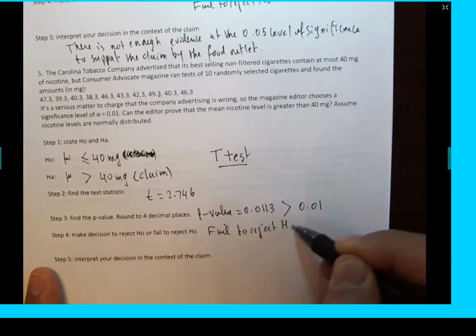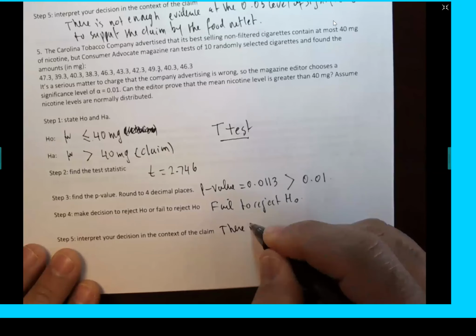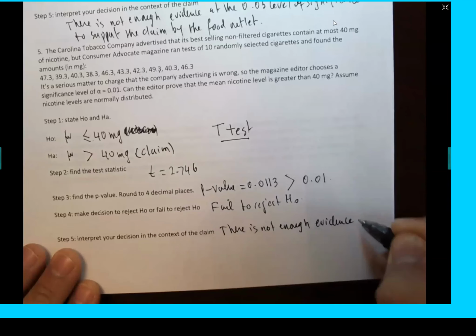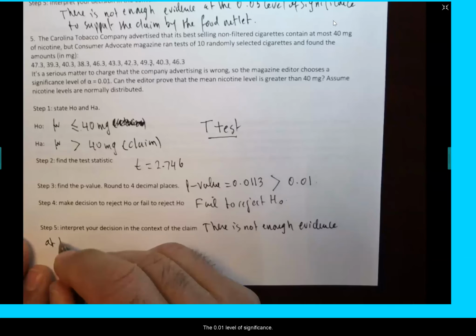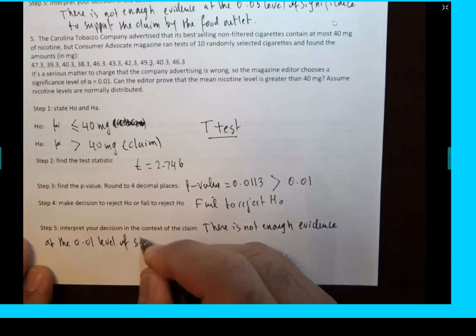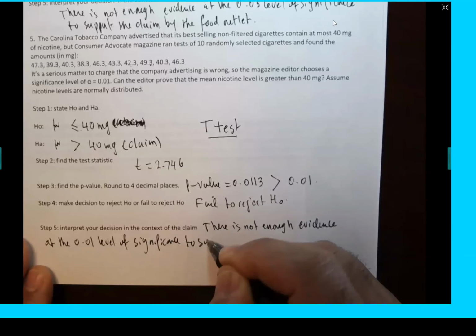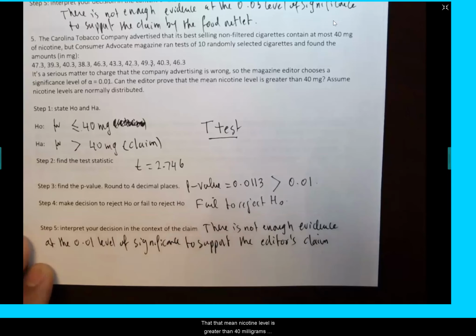And your decision: fail to reject H0, and the claim is in HA, so you cannot support the claim. There is not enough evidence at the 0.01 level of significance to support the editor's claim that the mean nicotine level is greater than 40 milligrams. He could not prove that.